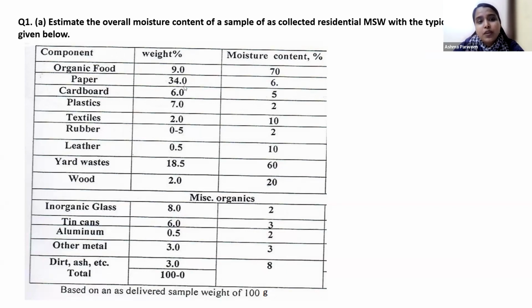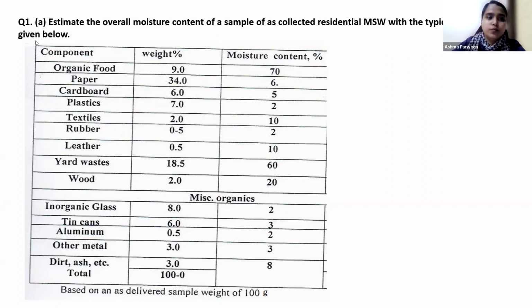So here we can see that the organic food content is only 9%, but paper constitutes 34% of the total waste. And there is also a very high amount of cardboard, plastic, textiles, yard waste. We have a considerable amount of metals, aluminium. So it is from a high income country, not from a low income country.